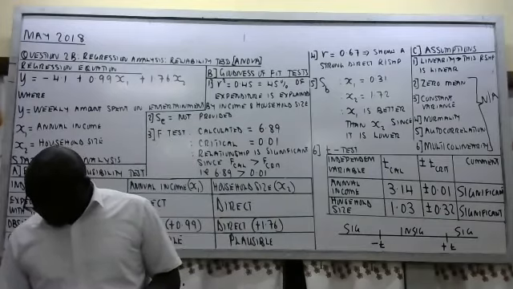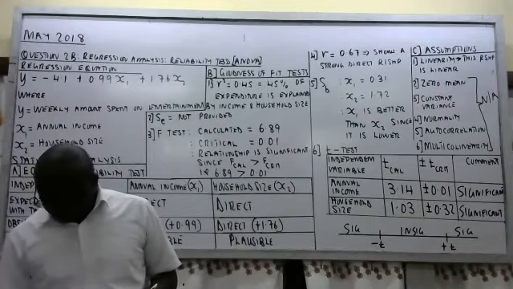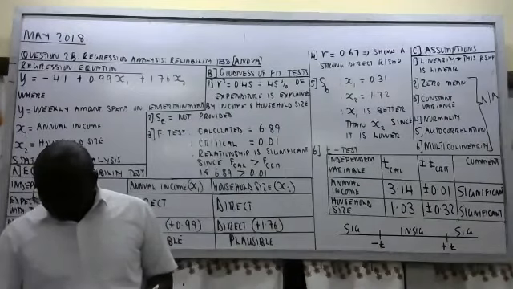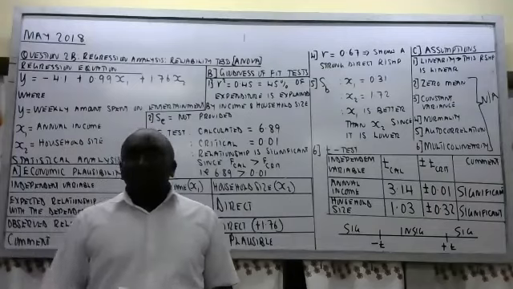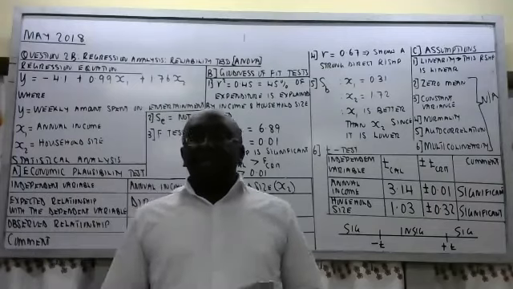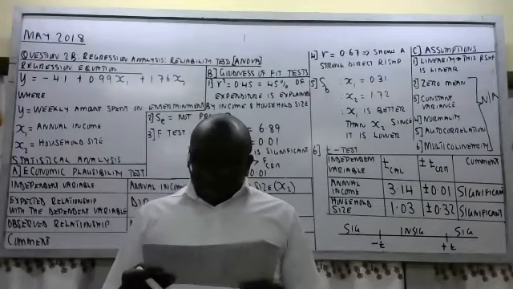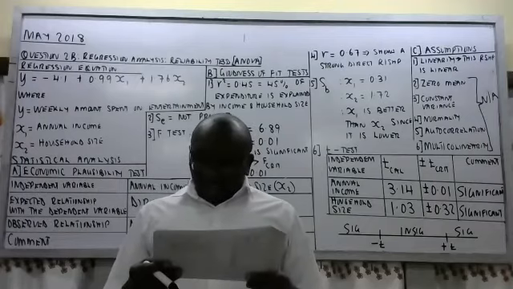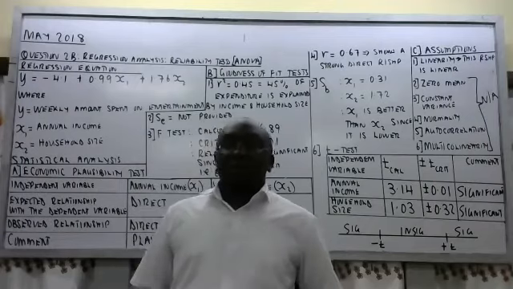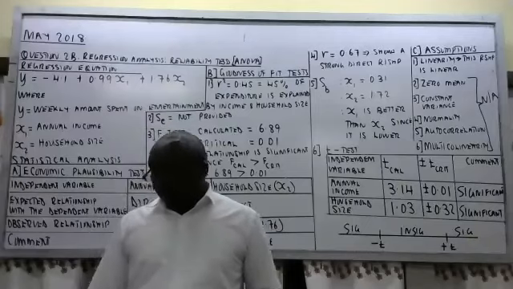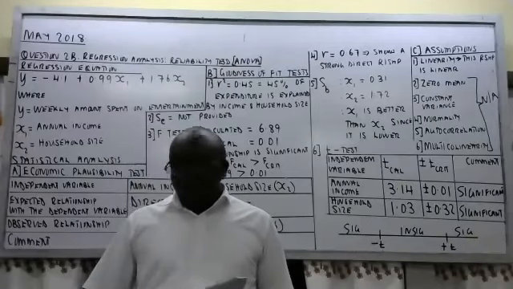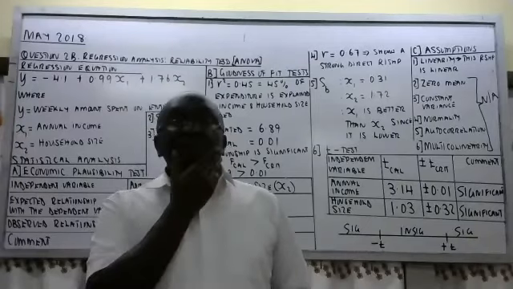Then we are told some factors that can prevent or that can hinder the interpretation of your results. So andika hivi, number 1.